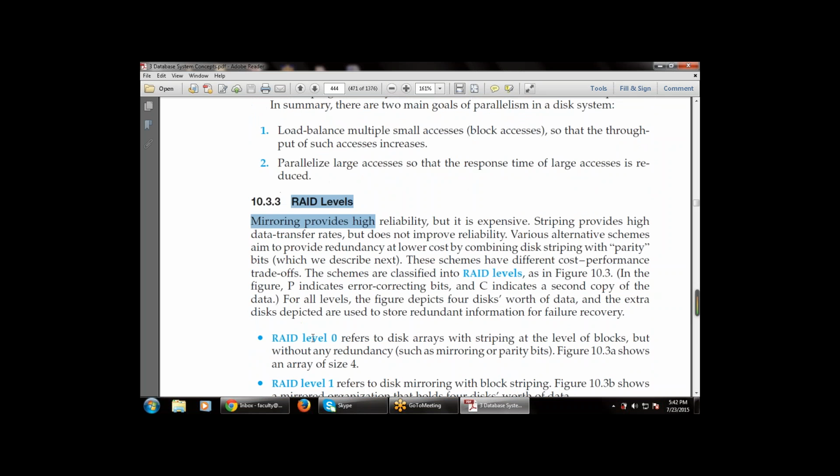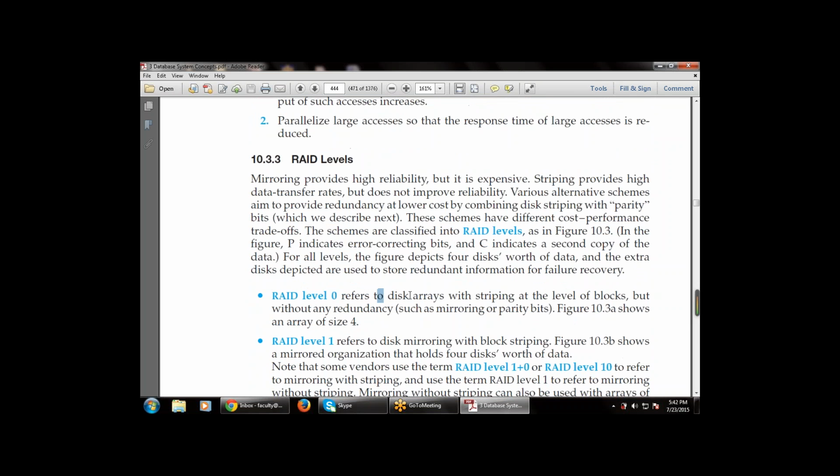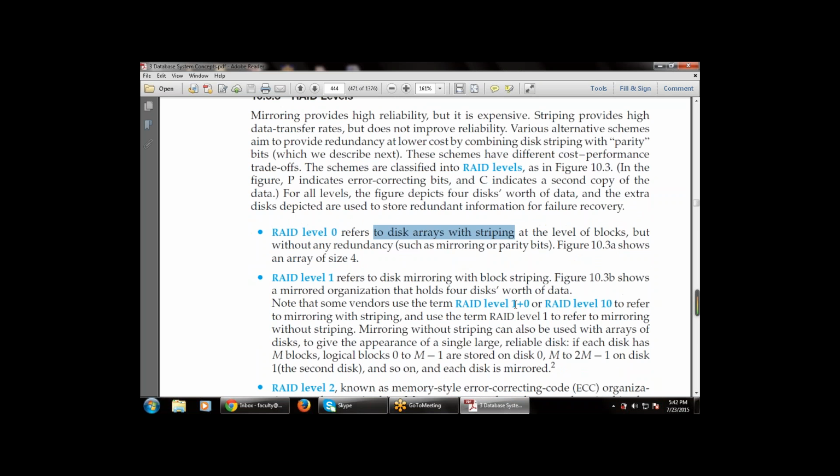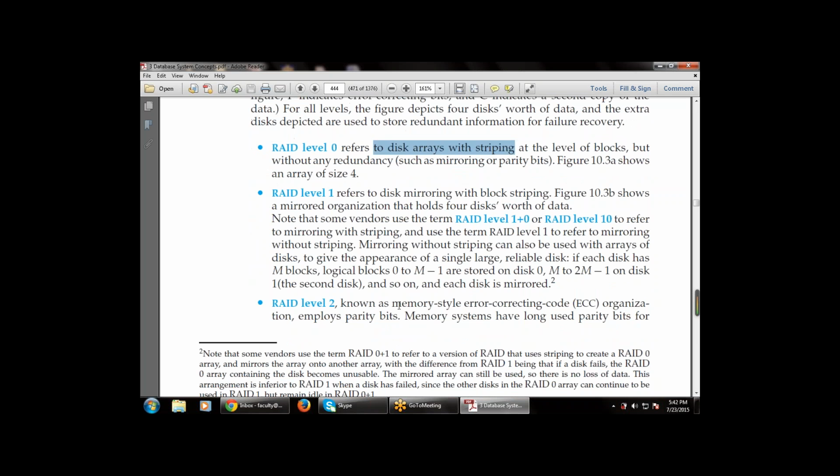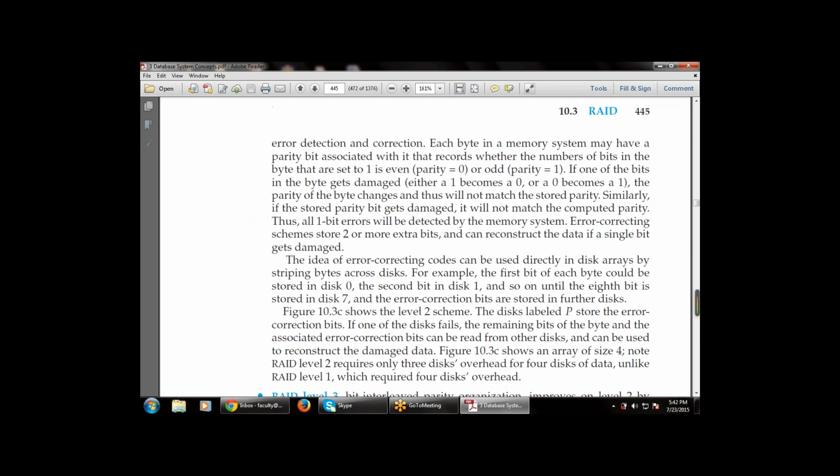There are multiple RAID levels. RAID level 0 contains a disk array with the striping at the level of the blocks. There is RAID 1 that contains the mirroring. RAID 2 is known as the memory style error correcting code, that contains the ECC, the error correcting code, that is correcting the errors.